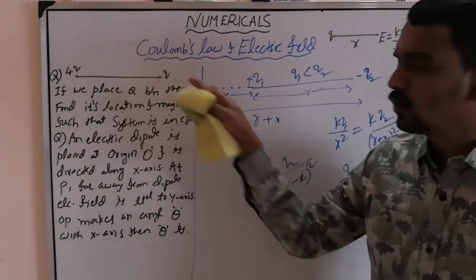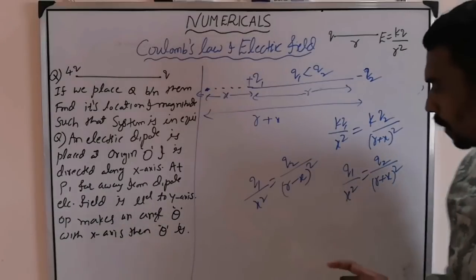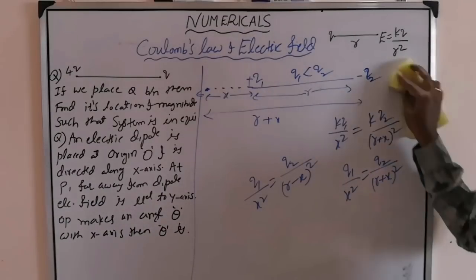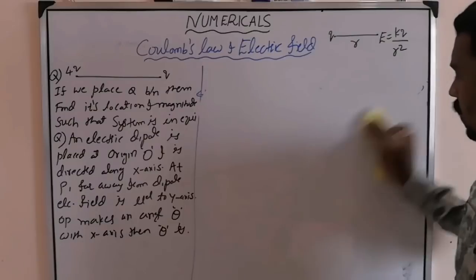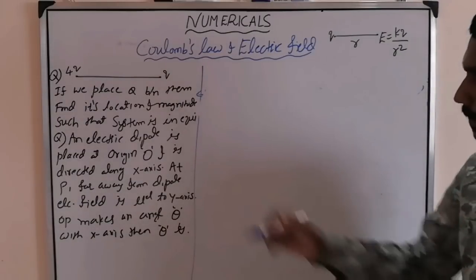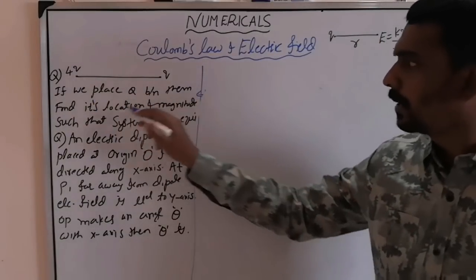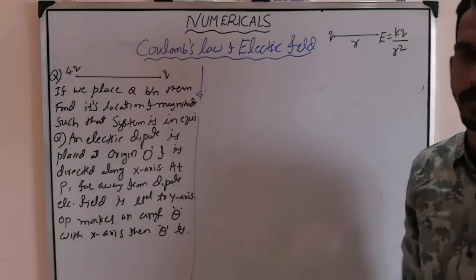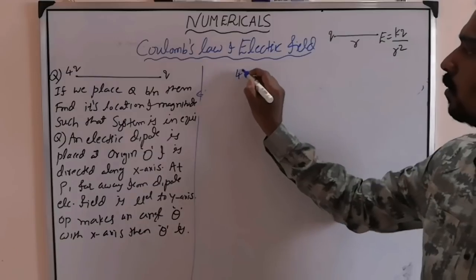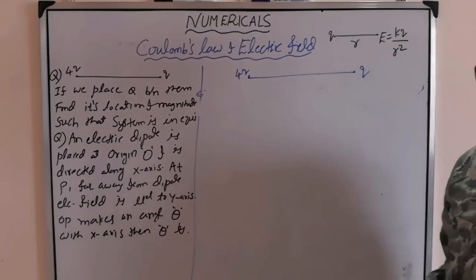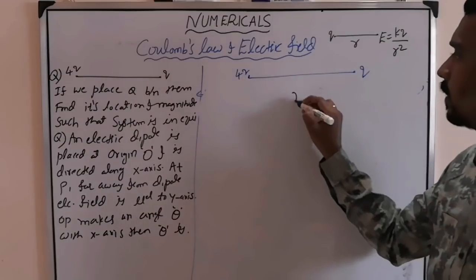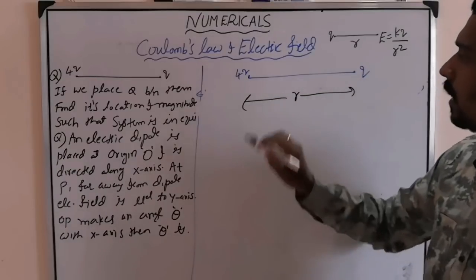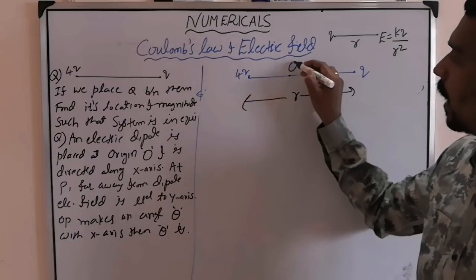Like here 4Q, Q, both are positive. So which formula do you have to take? This one. So immediately you can take the situation like, see, if we place a charge Q between them, find its location and magnitude such that the system is in equilibrium. Now 4Q and Q. Now you have to place somewhere capital Q.